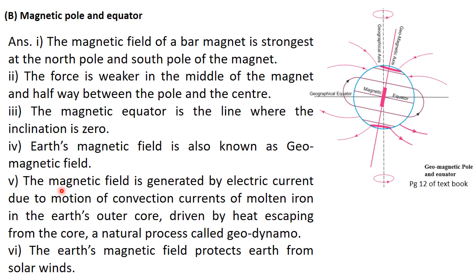Point number 5. The magnetic field is generated by electric current due to the motion of convection currents of molten iron in the Earth's outer core, driven by heat escaping from the core, a natural process called geodynamo. Point number 6. The Earth's magnetic field protects Earth from the solar winds.